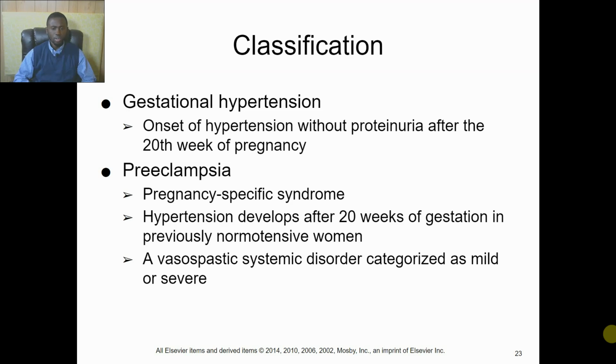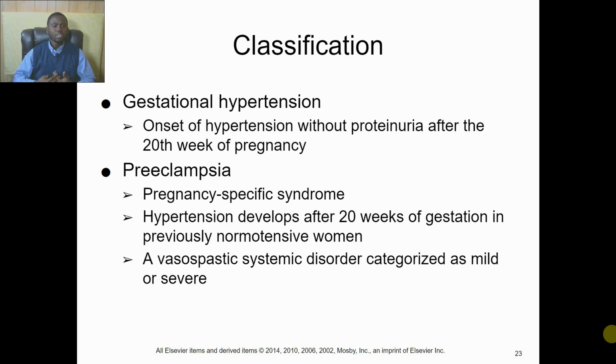However, there will be no seizures, and the patient is not going to have hyperreflexia, or what we call increased deep tendon reflexes. Signs and symptoms of mild preeclampsia may be mild facial edema and weight gain of about 4.5 pounds per week, and that is what you will see in a patient with mild preeclampsia.